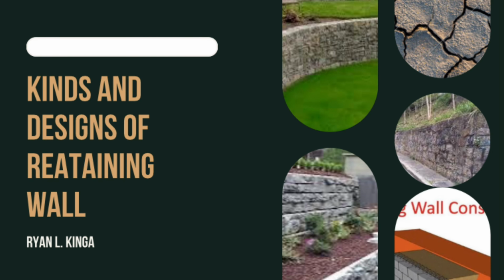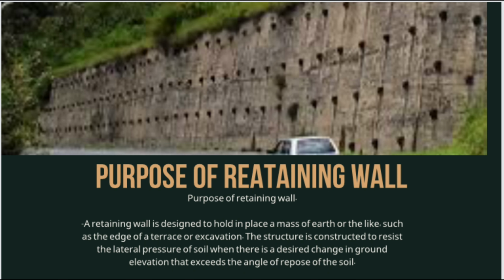Thank you. So hello everyone, my report is all about kinds and design of retaining wall. So first, let us know what is the purpose of retaining wall. A retaining wall is designed to hold in place a mass of earth or the like, such as the edge of a terrace or excavation. The structure is constructed to resist the lateral pressure of soil when there is a desired change in ground elevation that exceeds the angle of repose of the soil.